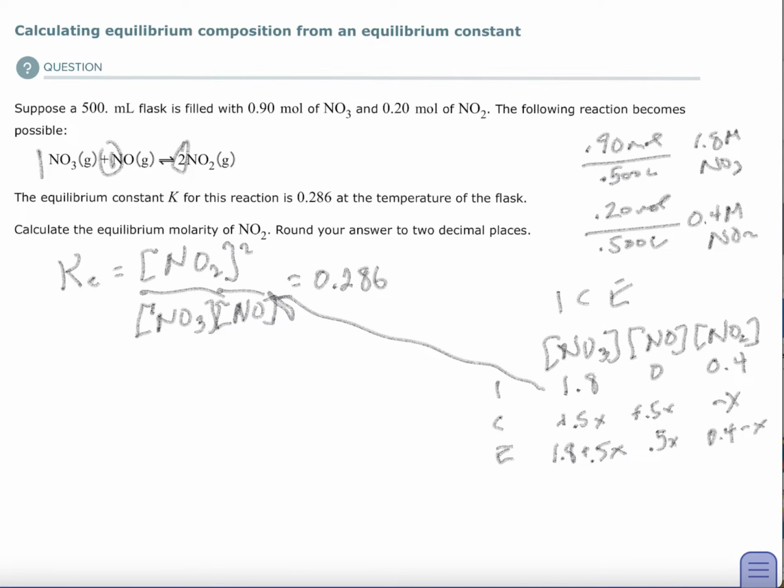So what is my NO2? That's what I have at the top. So it's going to be 0.4 minus 2X squared over, now I need NO3. Well, what's my NO3? It's the first one, so it is 1.8 plus 0.5X, and then I need the other one, NO, and it's going to be 0.5X.